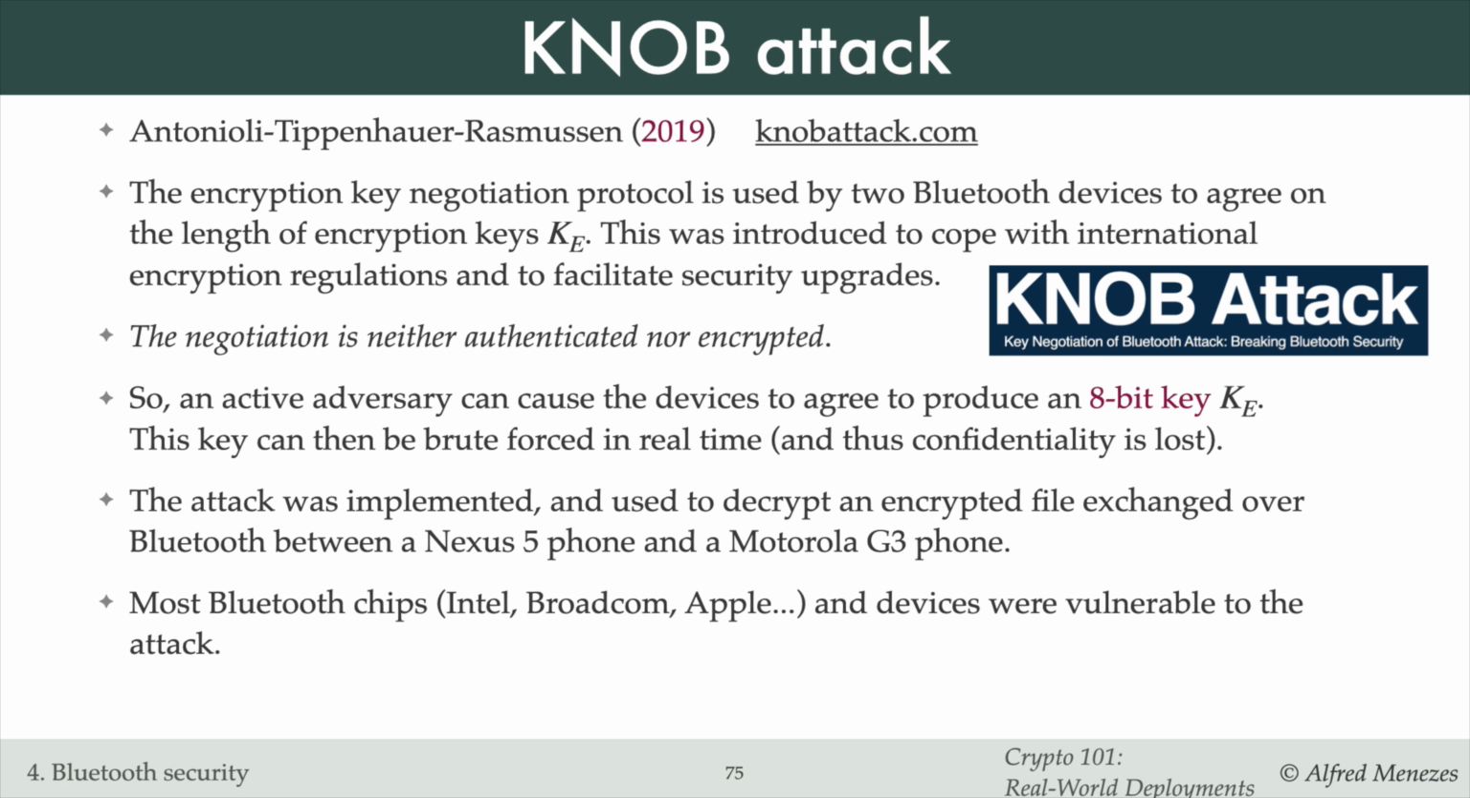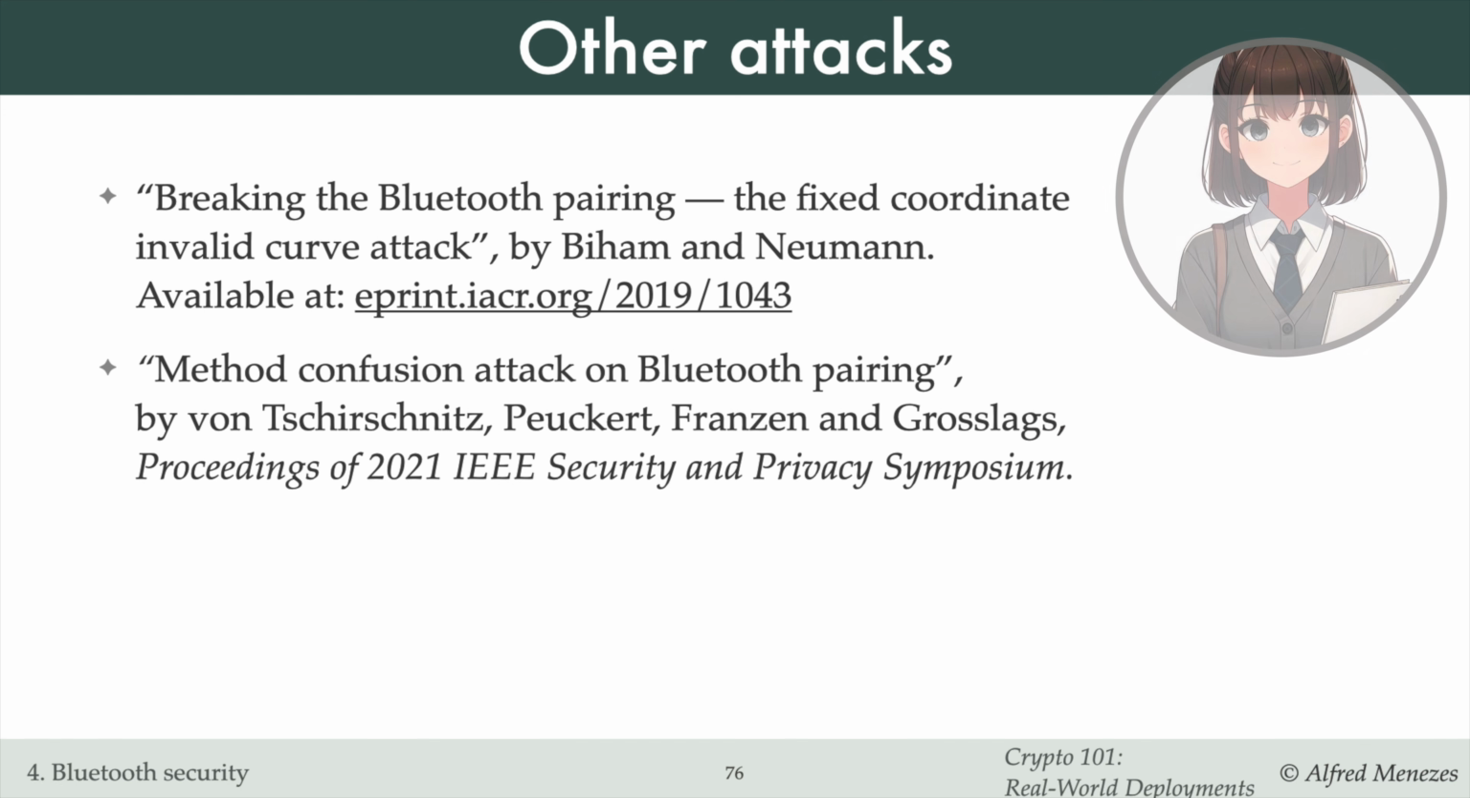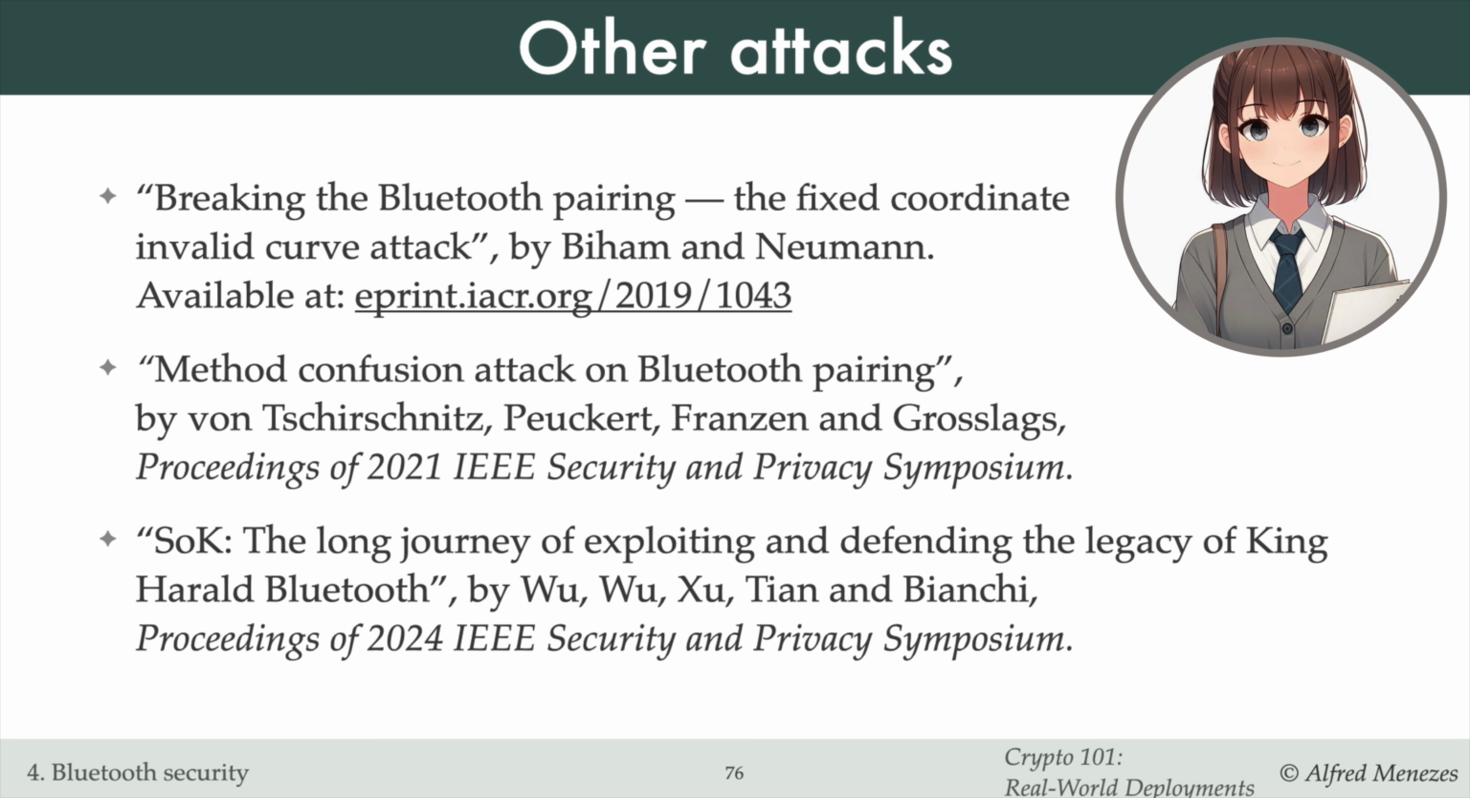It was found that most Bluetooth chips, including those from Intel, Broadcom, and Apple, as well as many Bluetooth devices, were vulnerable to this attack. More details about the KNOB attack can be found on this website. The simplest countermeasure is to enforce a minimum encryption key length of 128 bits. Here are references to two Bluetooth attacks: the fixed coordinate invalid curve attack and the method confusion attack. The third reference gives a comprehensive summary of Bluetooth vulnerabilities that have been discovered over the years.